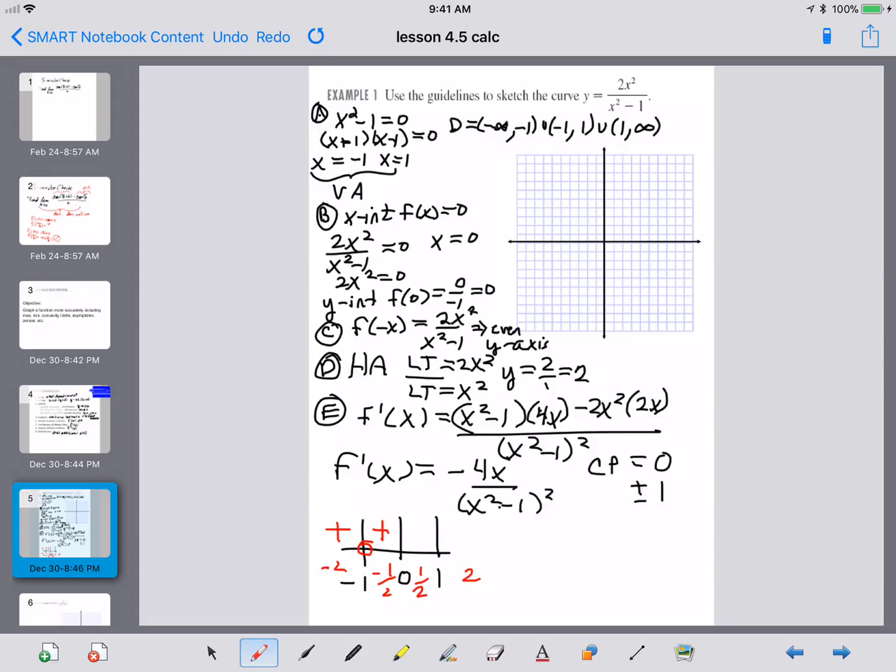Remember, it's undefined at negative 1. At 0, it is 0. If we plug in 1/2, we get negative over a positive, which is a negative. If we plug in 2, we get a negative over a positive, which is a negative. So what we know is that it's increasing as it approaches an asymptote. Then it is increasing again. So it's increasing from negative infinity to negative 1, and then again from negative 1 to 0.